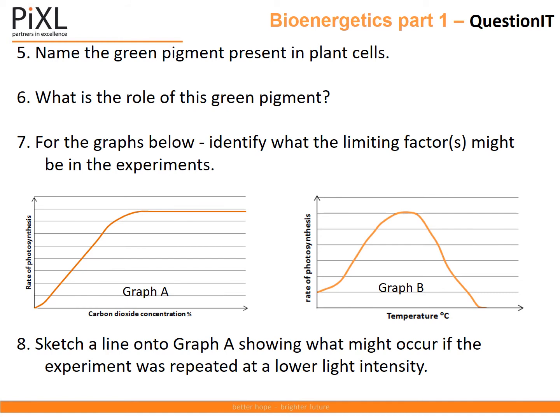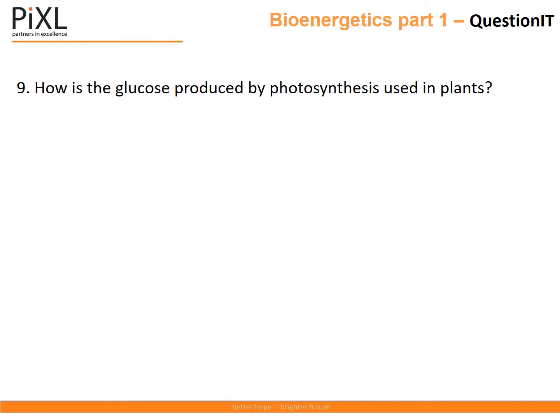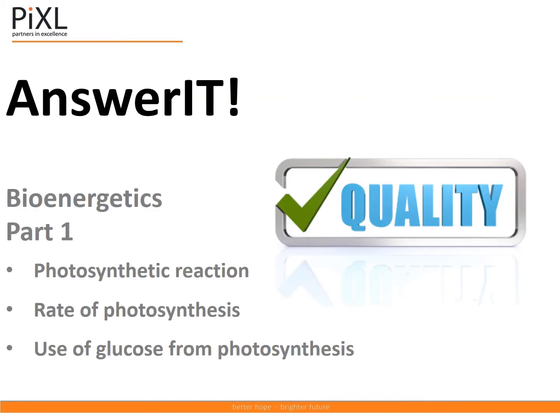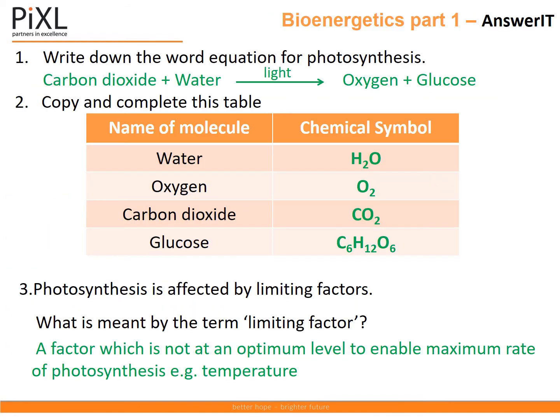Okay, we're going to move on to the last couple of questions. The last question, number 9. How is the glucose produced by photosynthesis used in plants? So if you could list as many of those 5 uses of glucose in plants. Okay, so we're going to move on. If you need more time, pause the video. And we're going to go through the answers to those questions.